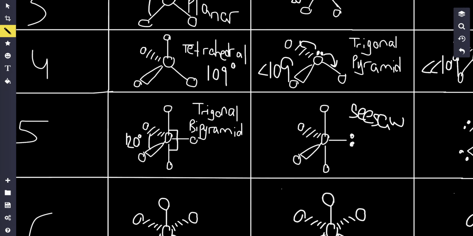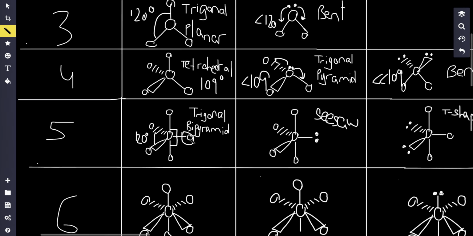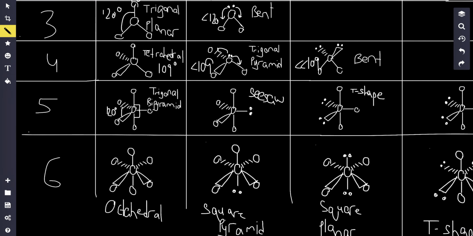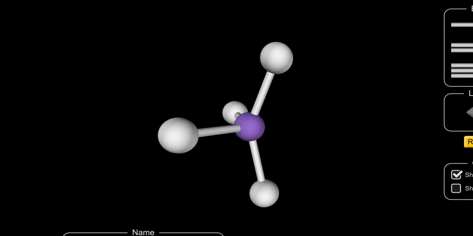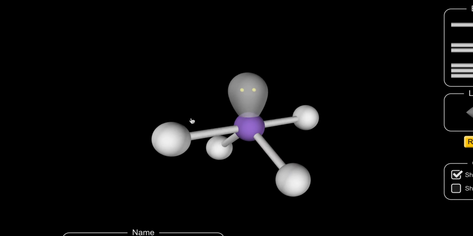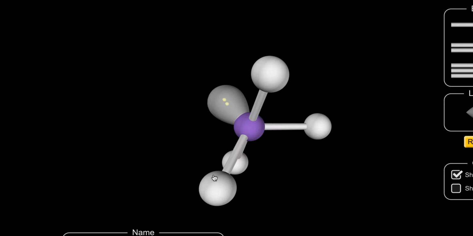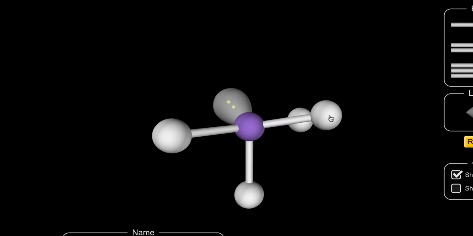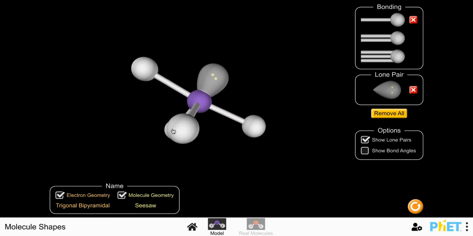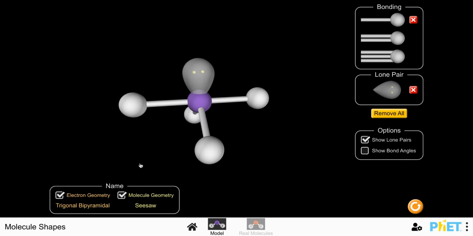Okay. Now imagine if we took one of these atoms and turned it into a lone pair. Well, now we are going to get something known as a seesaw structure. Okay? Let's take a look. The reason why it's called a seesaw is imagine if you actually put this structure on a table, it would kind of be like a seesaw. Let me show you guys what I mean.